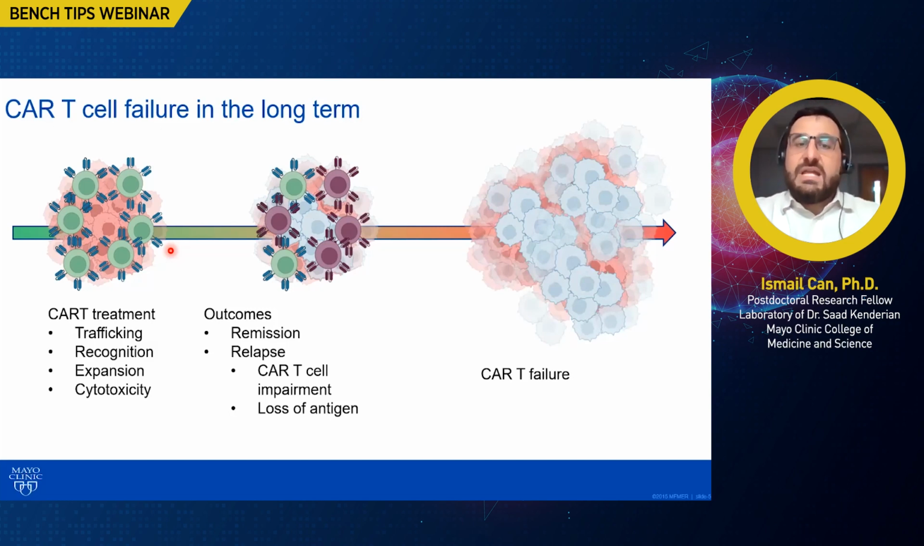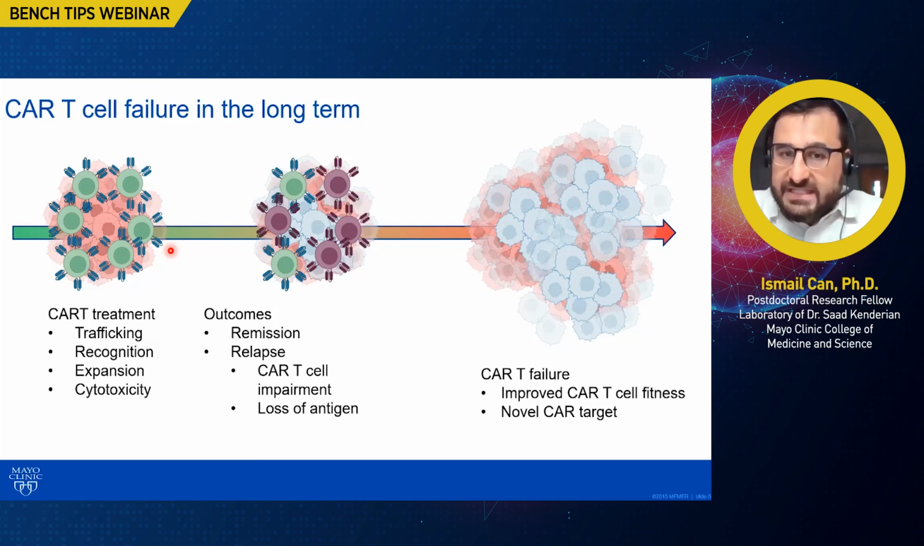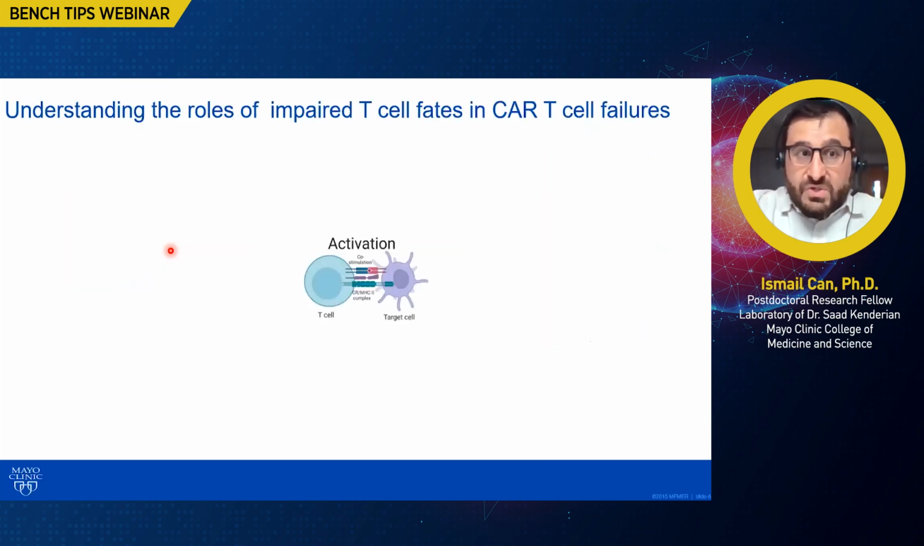If we look at it, we have options. One option is that we can try to improve our CAR T cell fitness, or we can try to define some novel targets, even though most of the time we focus on CD19 targeting CAR T cells. There are some additional targets being tested, like CD20, CD22, and some others, such as heavy and light chain targets from the B cell receptor. And so then we really want to understand the role of impaired T cell fates in CAR T cell failure.